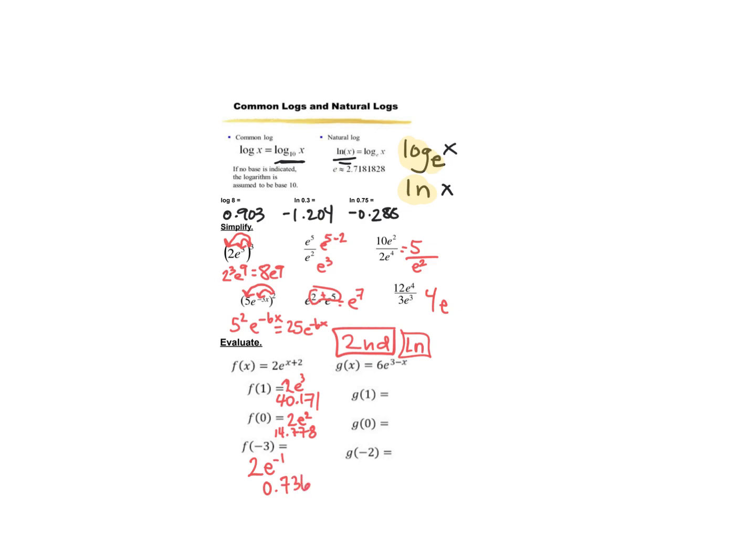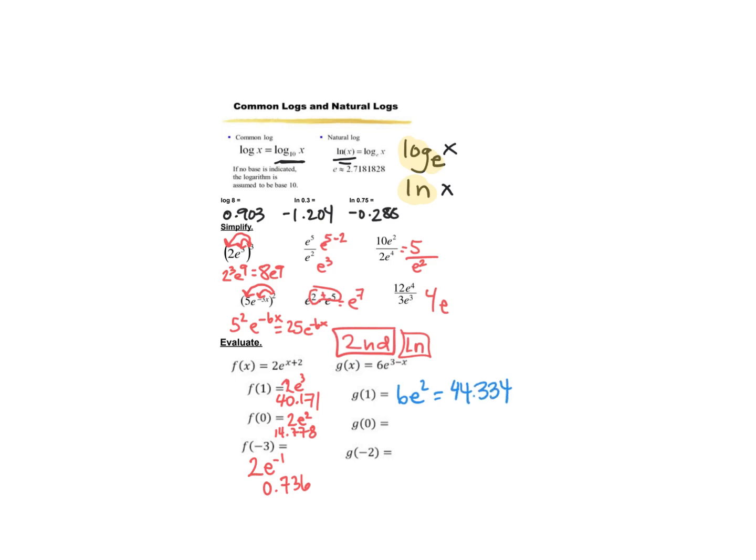Okay, I'm going to do g of x in blue over here. We're going to do some more practice using second ln button. So with g of x, when we plug in g of 1, we're going to get 6e to the second power. So second ln, right? E to the second power times 6 is 44.334.